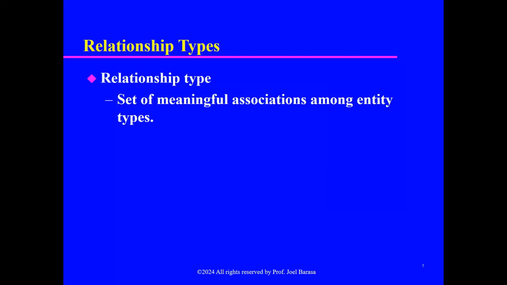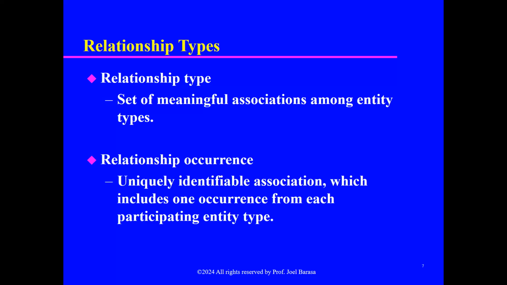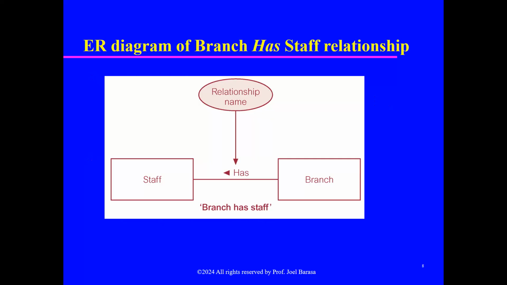So what are relationship types? A set of meaningful associations or linkages among entity types is a relationship type. So relationship occurrences, when do they occur? They uniquely identify associations, which include one occurrence from each participating entity.